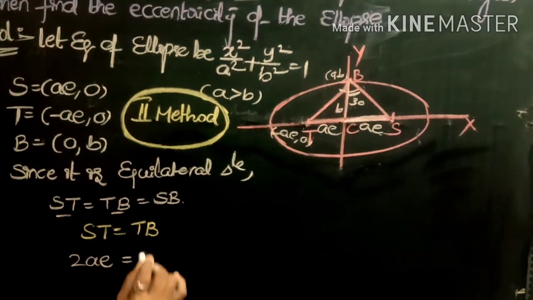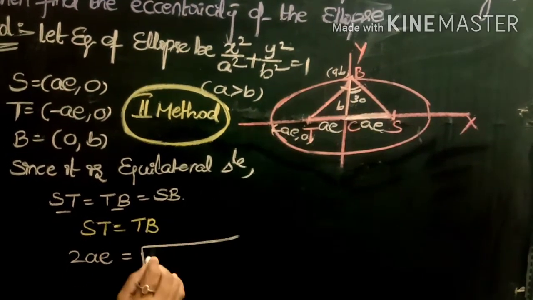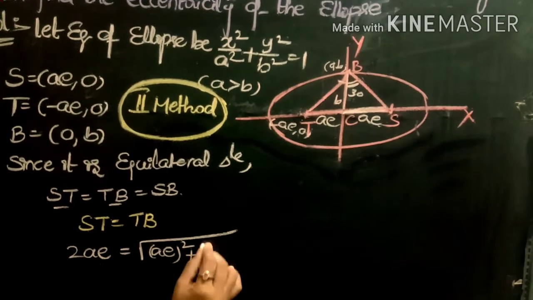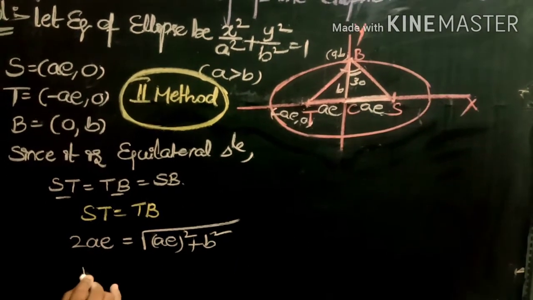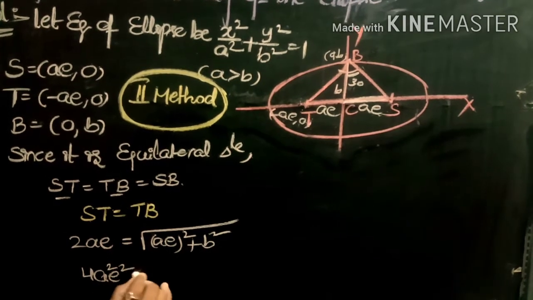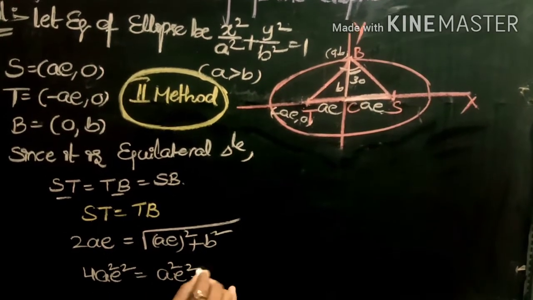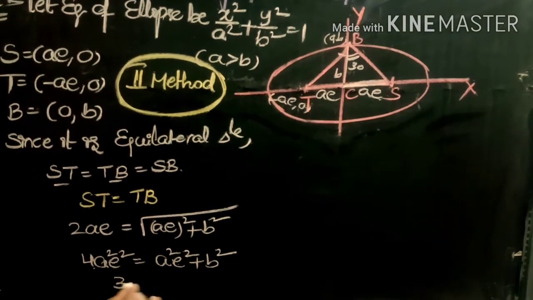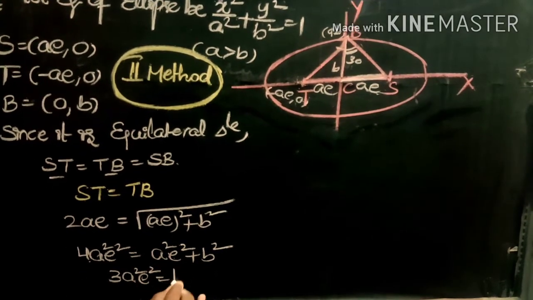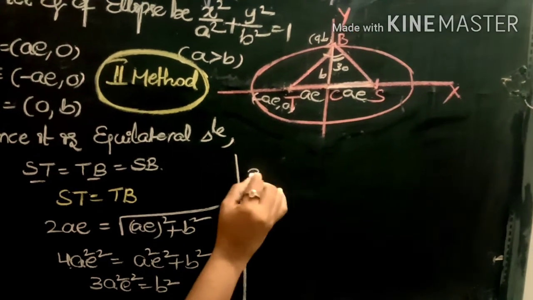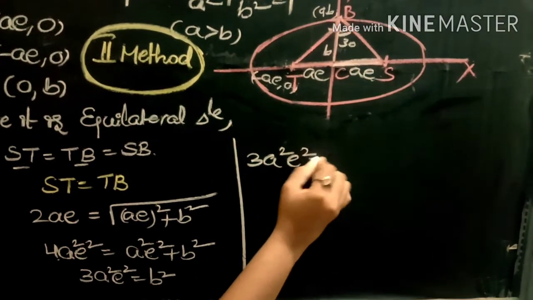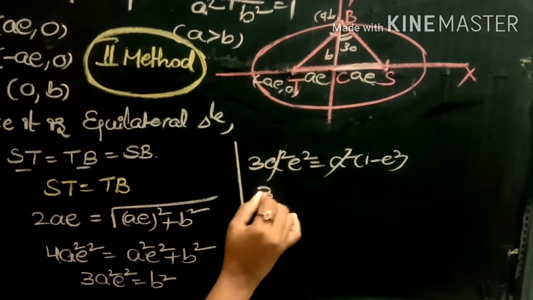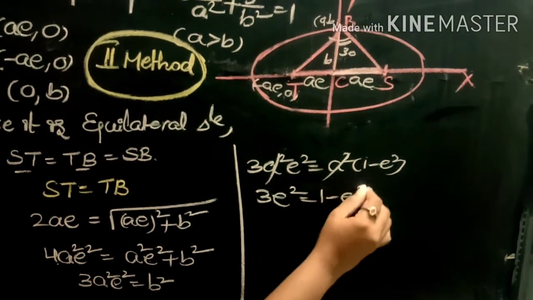What is the distance value? Square root of 0 plus AE, that is AE whole square, plus 0 minus B square. Now squaring on both sides we get the value 4A square E square is equal to A square E square plus B square. 4A square E square minus A square E square, that is 3A square E square is equal to B square, which implies 3A square E square is equal to, now what is the B square value? A square into 1 minus e square, which implies 3e square is equal to 1 minus e square.